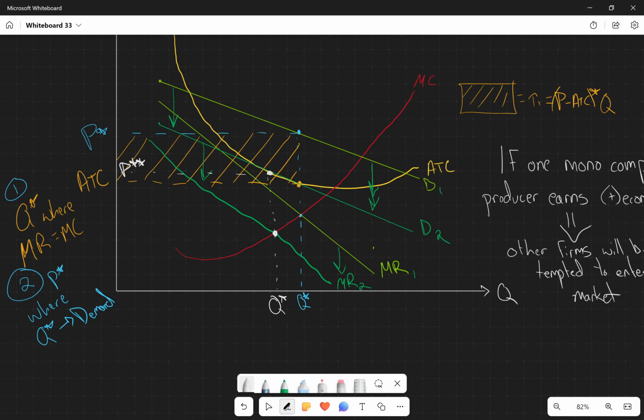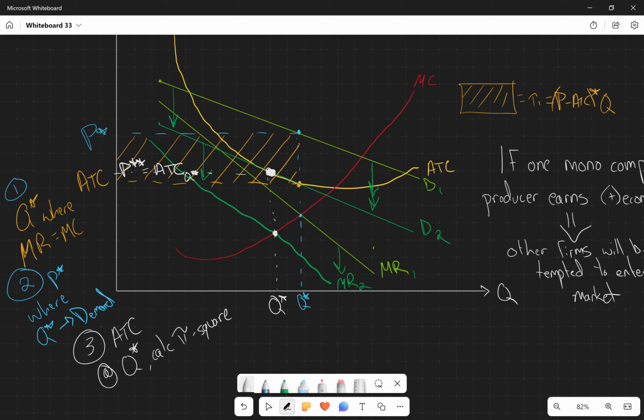And now the third part of it, right, is to find where the average total cost is at that Q star, and then you calculate the profit square. Well, at this Q star, my average total cost is exactly the same, right? My average total cost is this yellow line. My average total cost is exactly the same as my demand curve. So we would label this P double star is equal to my average total cost at Q double star.